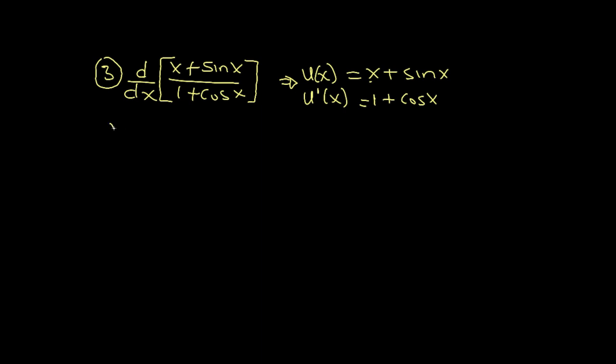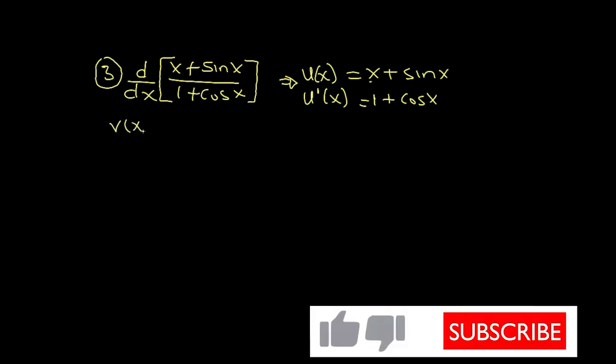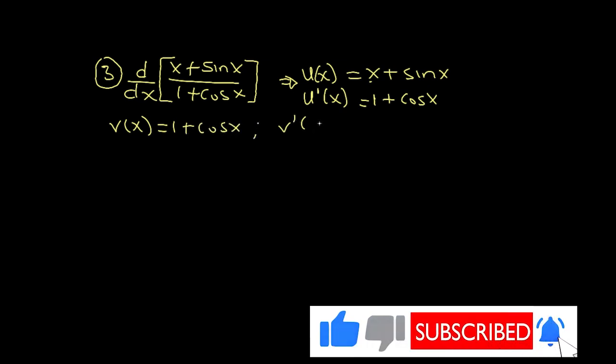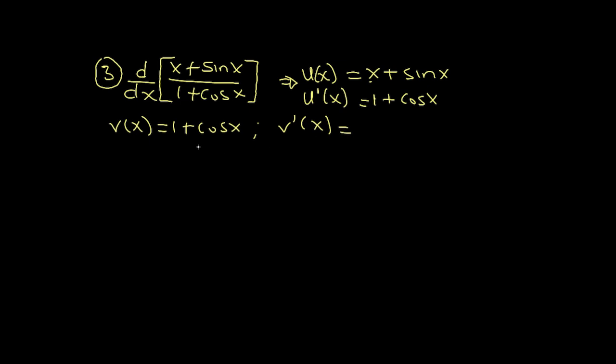For the denominator, which is v as a function of x, that is 1 plus cos x. The derivative, which is v prime, will be equal to the derivative of 1, which is 0. The derivative of cosine will be minus sin x. Okay. Then the next thing to do is to write the general formula.